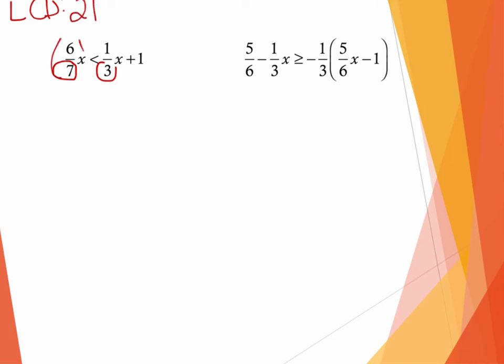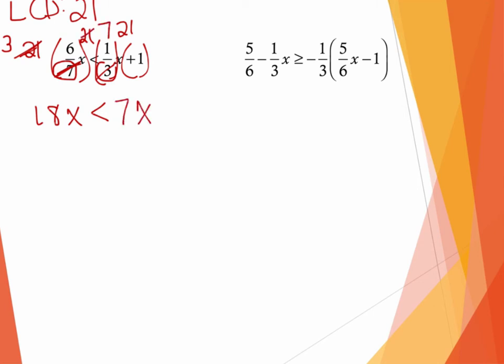That means I'm going to multiply every single term, not just the fractions, but every term by 21. 7 and 21 cancel here, and I have 3 times 6x. So 18x is less than 7x plus 21. And we see this is already much easier to solve than the previous example that I had. So I'm going to subtract 7x from both sides.